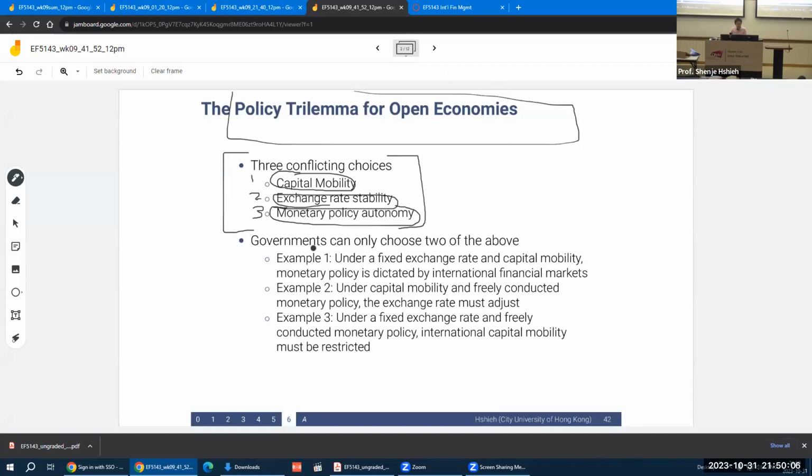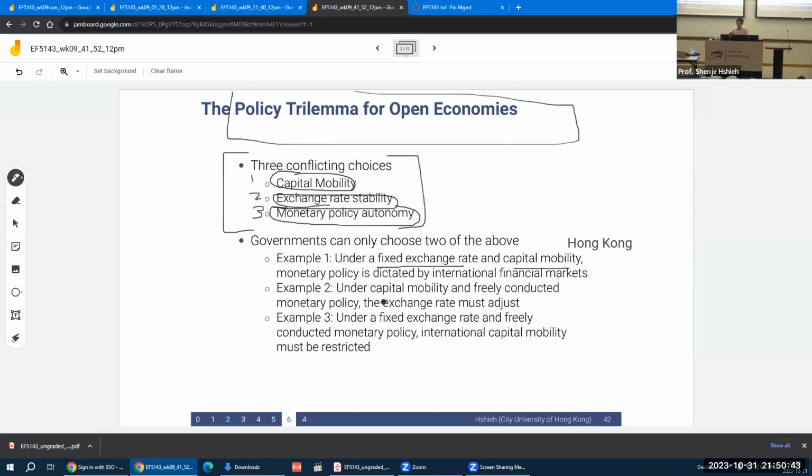All right. So based on these descriptions, it should be obvious you can only choose two out of the three. So example one, you can have a fixed exchange rate with capital mobility. This is possible. But in doing so, you have to give up monetary policy autonomy. So this is Hong Kong. You have free flowing capital, you have fixed exchange rate, but you can't do monetary policy to stimulate the economy.